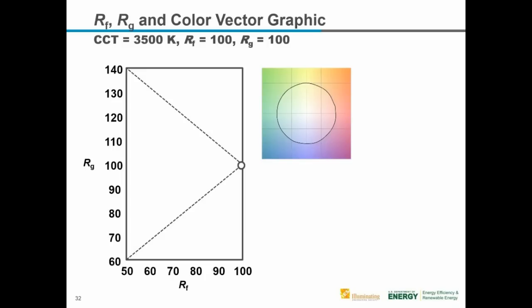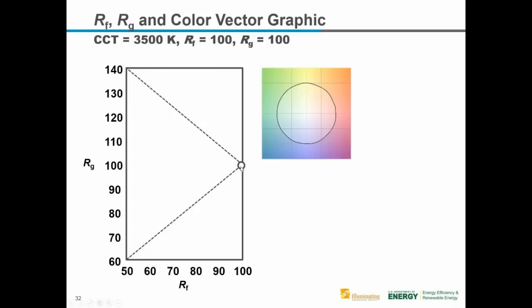On this slide and the two that come after that, we'll look at how RF, RG, and the color vector graphic relate to each other. All the sources we're going to be looking at have a CCT of 3500K and are on the black body locus. On this slide, we have one point plotted for a source with RF and RG both equal to 100.